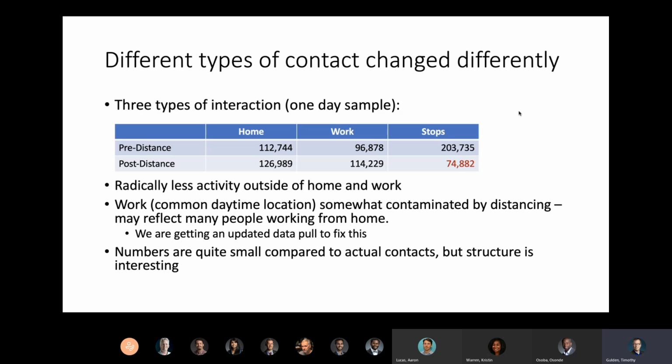Pre-distancing, we see more people interacting at home than at work. So pre-distancing, we see 112,000 interactions at home. And this is just, again, one day. This is before we do all the stuff to kind of amp up the density. This is not a composite day. This is just an observed day. So we're getting 112,000, 113,000 contacts at home, and post-distancing we get a few more.